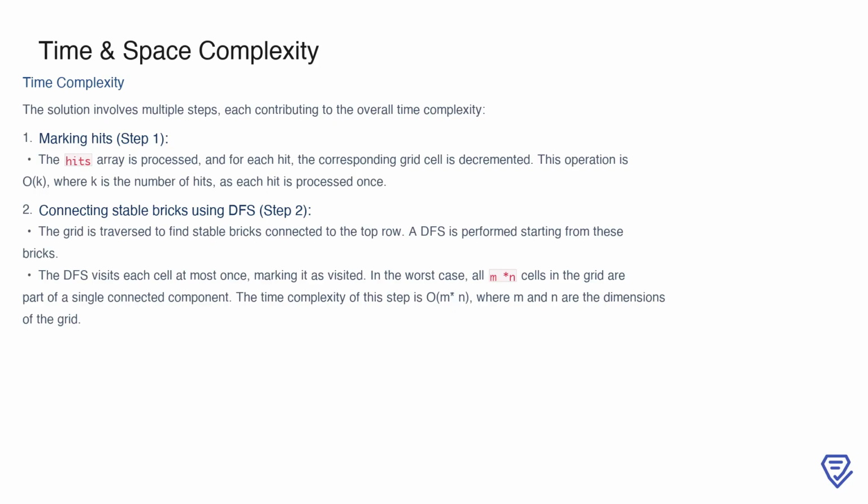Next, we move to the task of connecting stable bricks to the top row using depth-first search, or DFS. The DFS visits every cell at most one time, marking it as visited. In the worst-case scenario, where all cells in the grid are part of a single connected component, this step has a time complexity of O(m*n), where m and n represent the grid's dimensions. Together, these two steps form the foundation of the algorithm's runtime analysis.